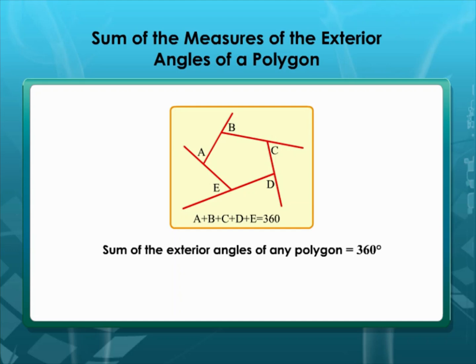Sum of the exterior angles of any polygon is equal to 360 degrees, using one exterior angle at each vertex. If you're dealing with a regular polygon, you can determine the size of each exterior angle by simply dividing the sum, 360 degrees, by the number of angles. Each exterior angle for regular polygon is equal to 360 degrees by n. Now let us look at some problems related to polygons.